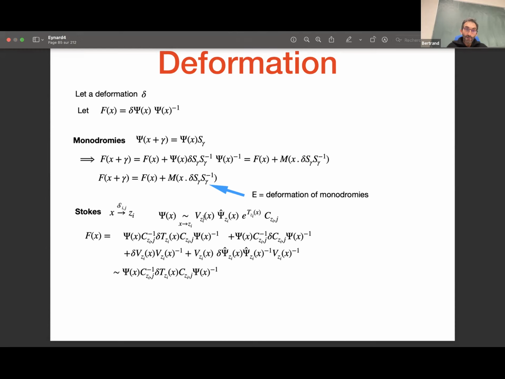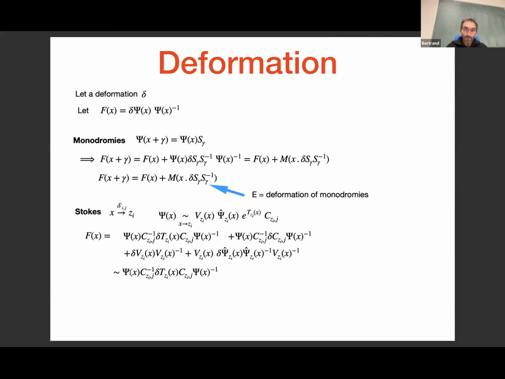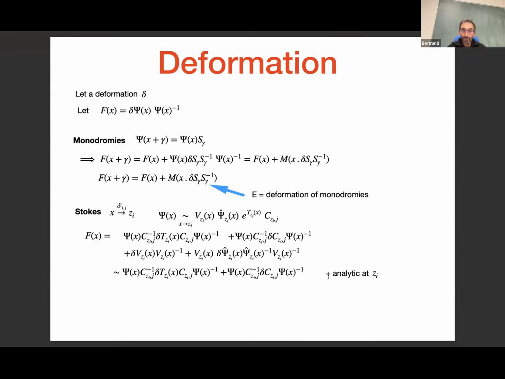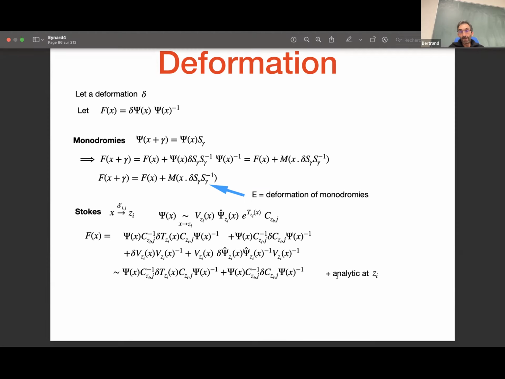First term, the delta T, look, this is again a psi, something psi inverse. But remark that this is not a constant function of x. It's a meromorphic function of x. Where there is also the delta C, which is really now again an M, a little bit like this one. And it's very similar to this one, but with the Stokes matrices instead of the monodromies. And the other terms are basically analytic at Zi.